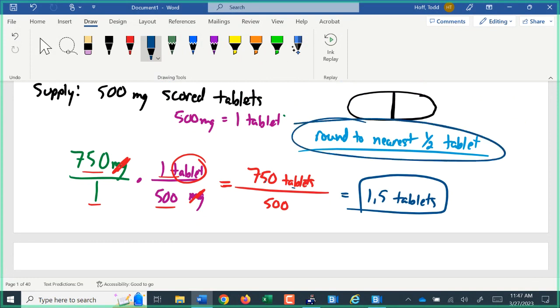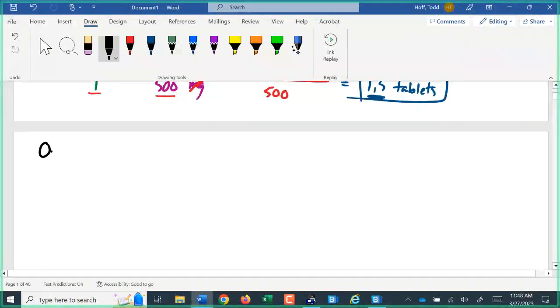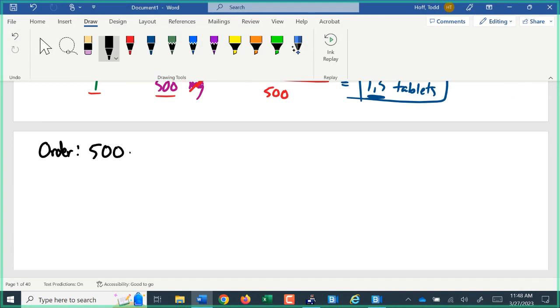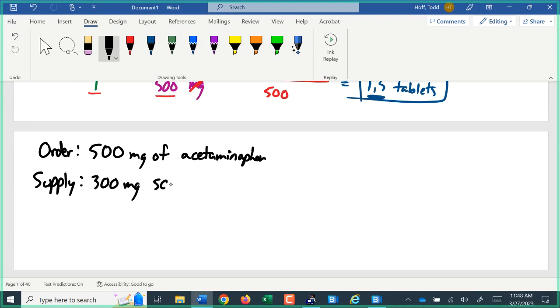Now I said that, for scored tablets, we round to a half tablet. This calculation came out to be a half tablet. Let's look at an example where it does not. So let's say our order is for 500 milligrams of acetaminophen. And our supply is 300 milligram scored tablets.